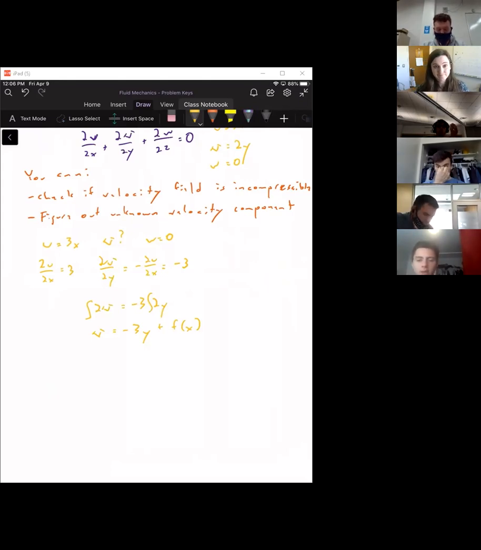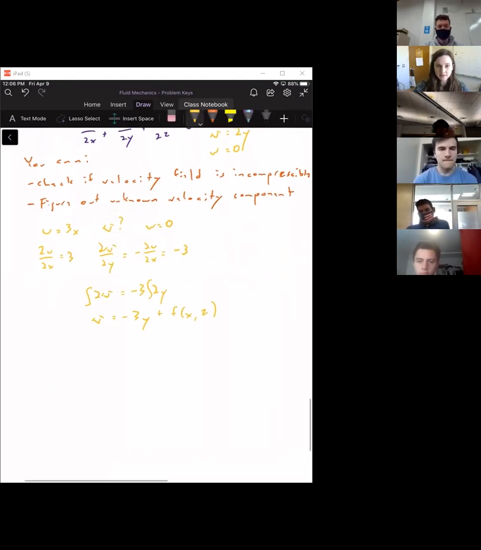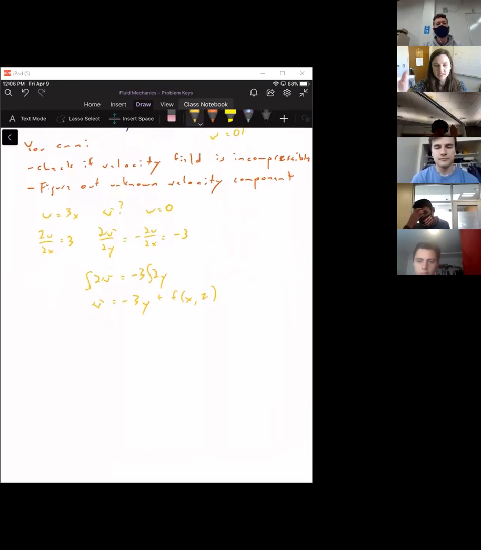And would that technically be a function of x and z, because there could be z's in there as well? If I tell you it's just two-dimensional, then you can just assume, but if we say this is three-dimensional and w is equal to 0, then yes, v could change in z too. So it would be like that.